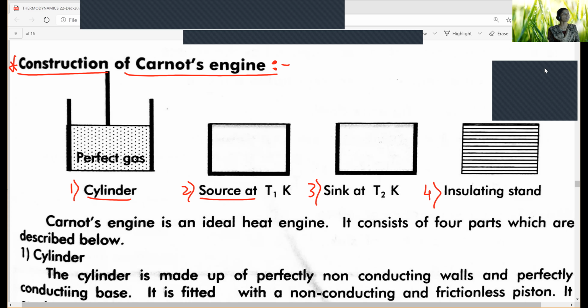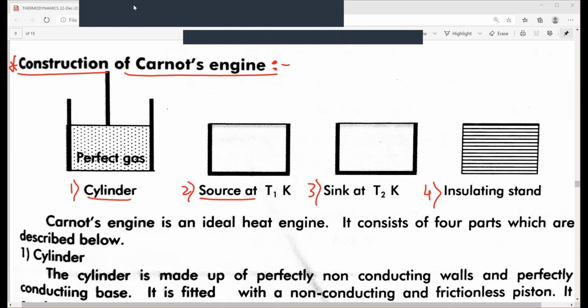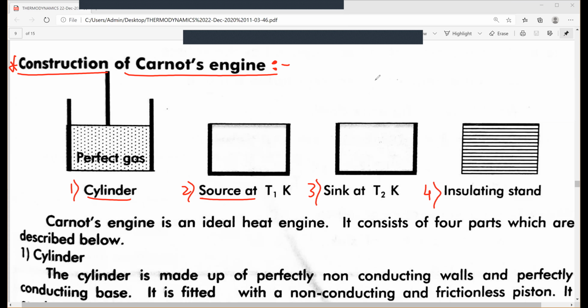Based on this they will ask you to explain the construction of the Carnot engine, and you have to draw all this diagram and explain one by one, and what process is involved. So we shall discuss one by one. Here first we shall discuss the first part, that is the cylinder. The cylinder is the first part.